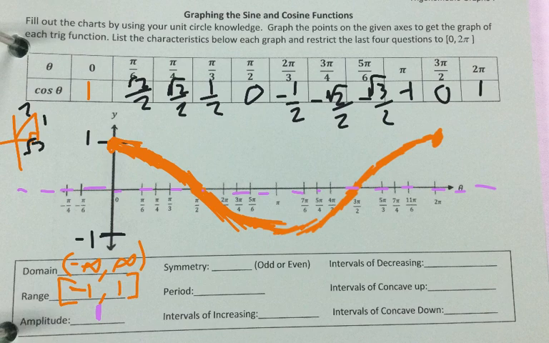If you think about it, if I were to mirror this, is that what the graph would look like? Yes, it would. So if I were to flip it over the y-axis, that is actually what we would get. So cosine is even.